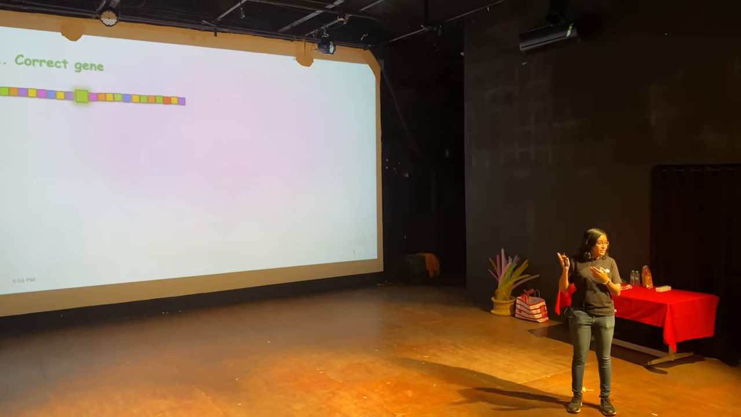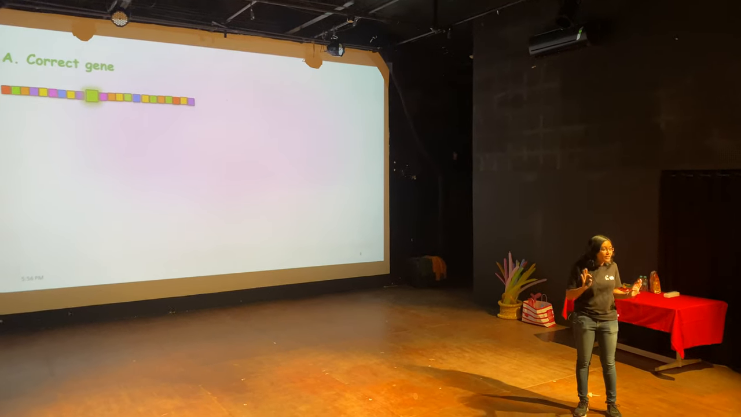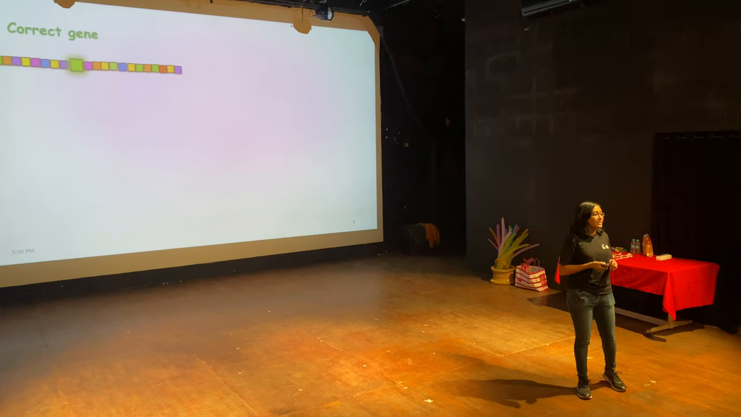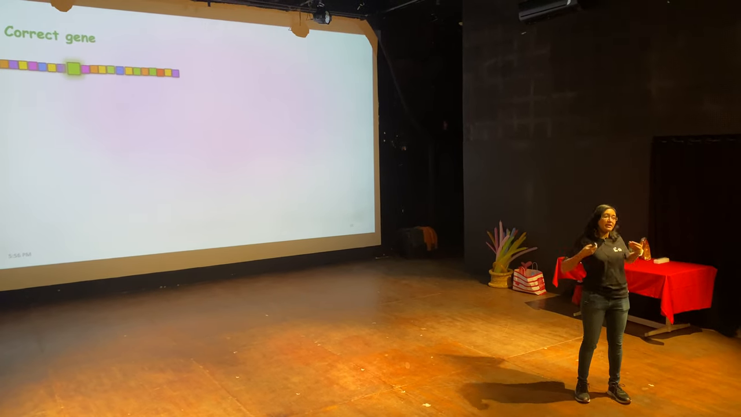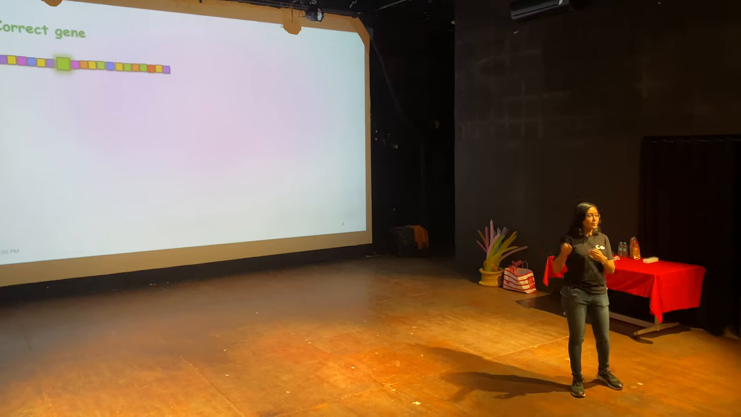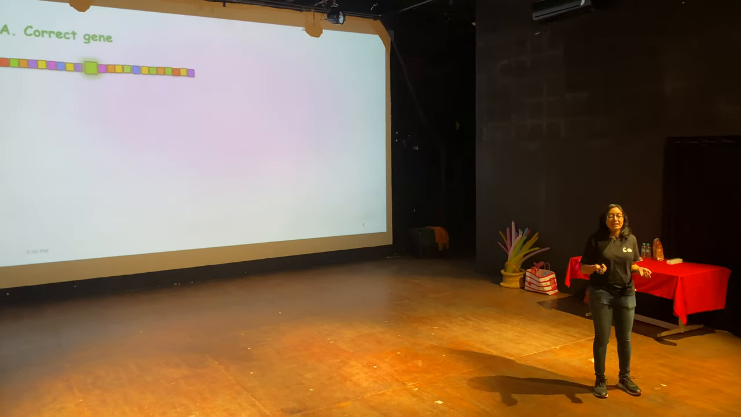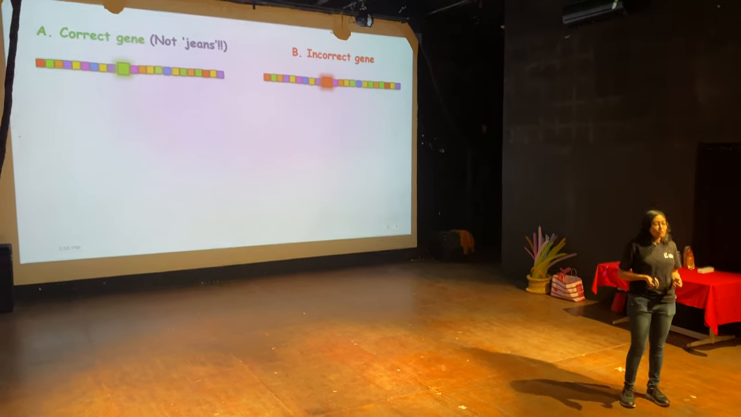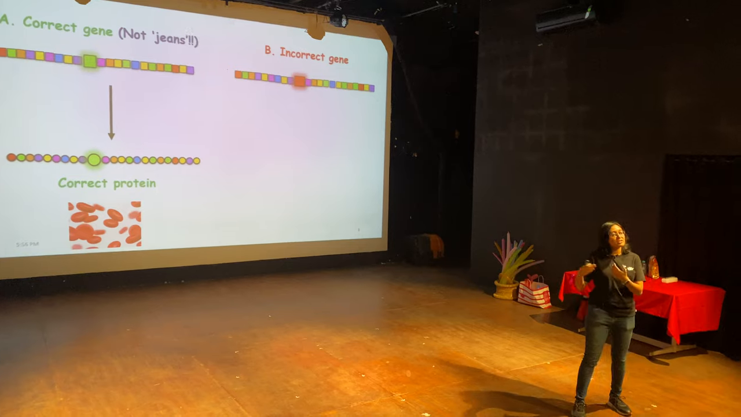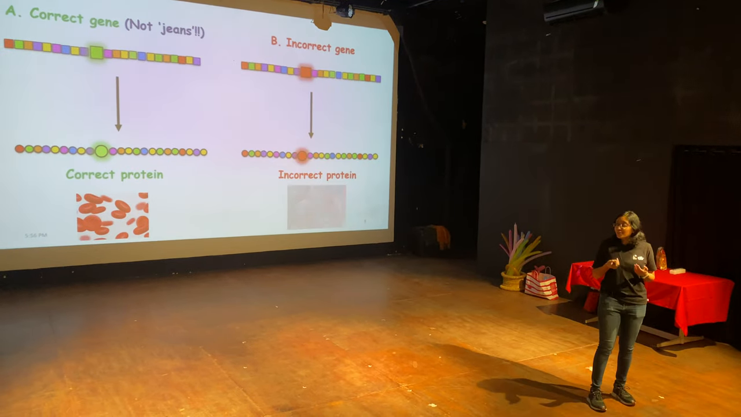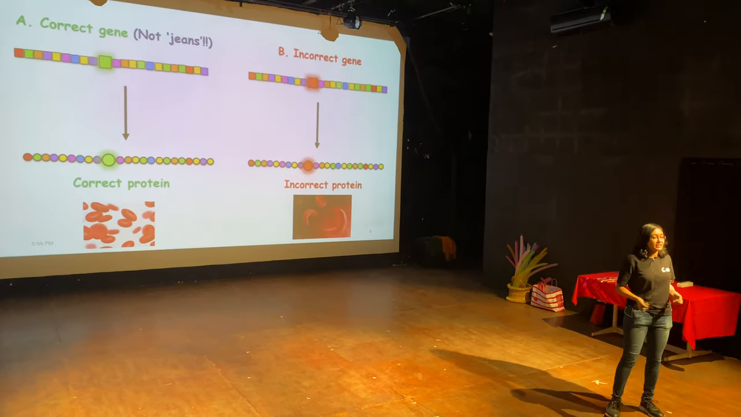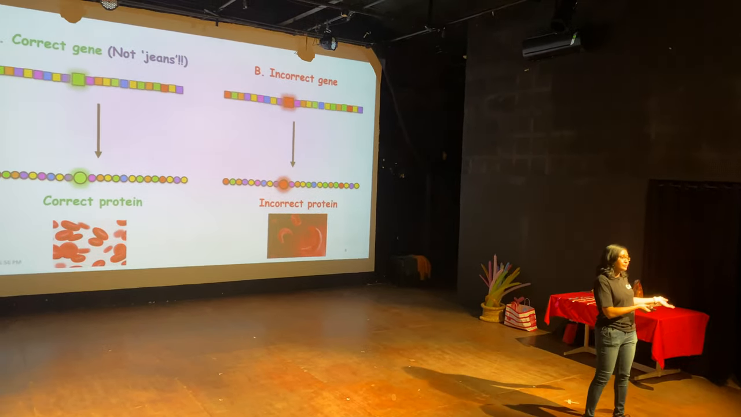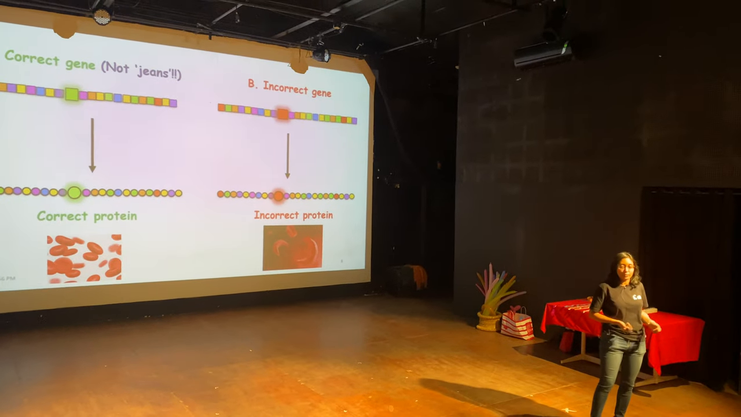Now, suppose you have a correct gene. It is gene, which is the genetic material, or DNA, what makes you and me. So suppose you have a person A having a correct gene and a person B having an incorrect gene. So what happens is the correct gene produces the correct protein, but the incorrect gene produces the incorrect protein. The correct gene is responsible for proper hemoglobin. The incorrect gene is responsible for incorrectly formed hemoglobin.